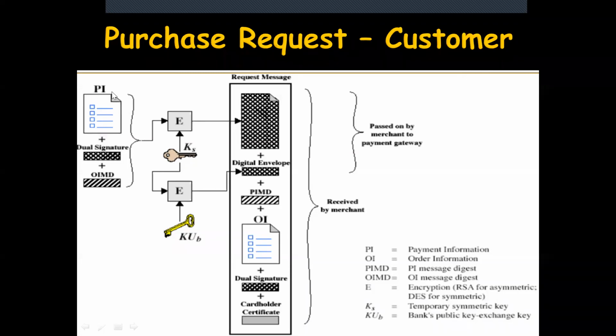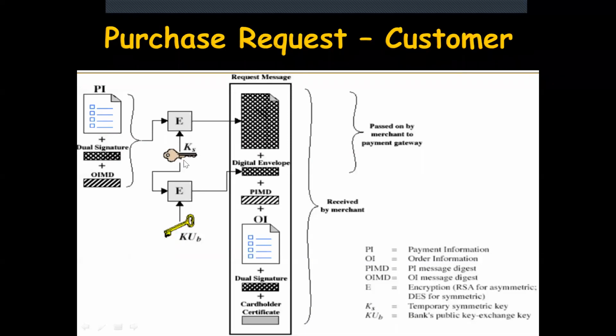These three are encrypted with one private key that we call KS. KS is a private symmetric key, so both parties require this KS. We use this KS to encrypt the PI, dual signature, and OIMD. We also need to share this key, because the receiver requires it. So this key is again going to be encrypted, with the bank's key.